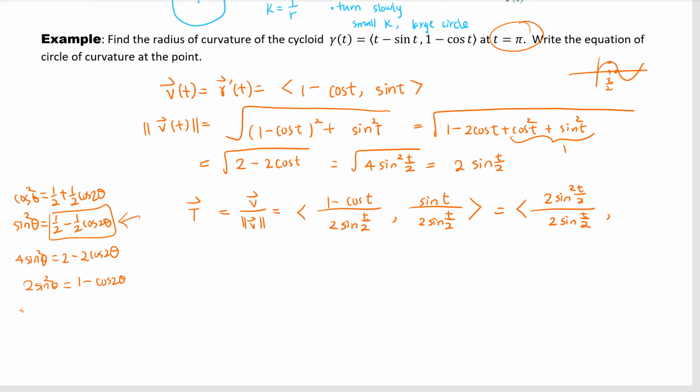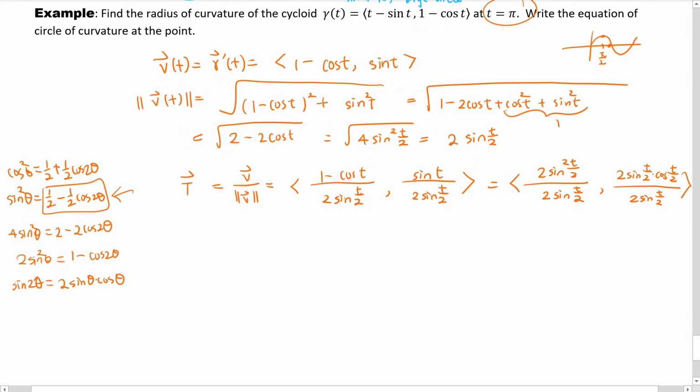And what is sine 2 theta? This is 2 sine theta cosine theta. So sine t is then 2 sine t over 2 times cosine t over 2. See, we can simplify it. So we can simplify, and here the 2s cancel, one copy of the sine cancels. So we have sine t over 2 and cosine t over 2.